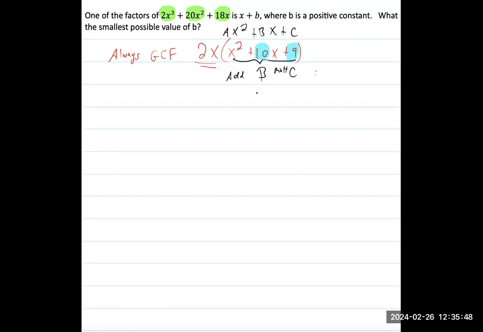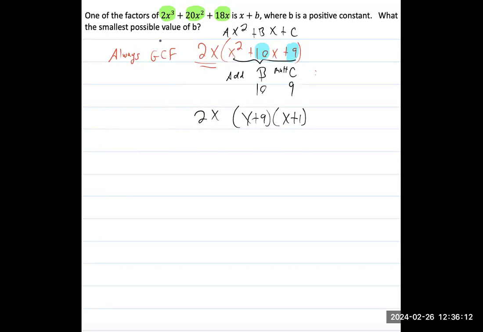So what two numbers add to 10 and multiply to 9? Well, they're both positive, so it's a little easier. And the answer is 9 and 1. So we can factor this to x plus 9 and x plus 1. And if you were to FOIL that out, outer outer plus inner inner is going to give you that 10. So now we have it factored this way.